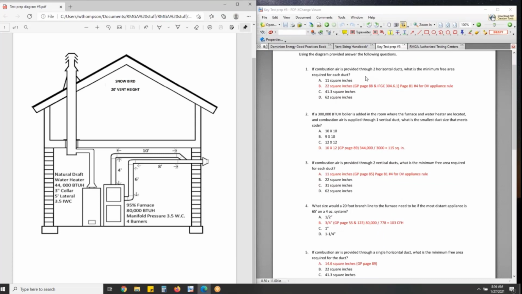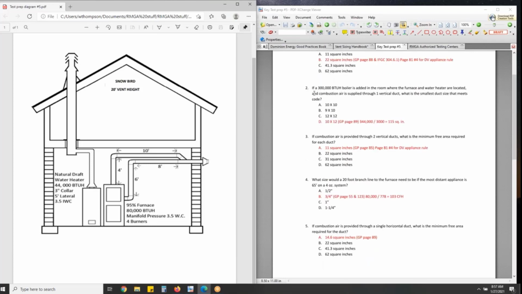Okay, if combustion air is provided through 2 horizontal ducts, what is the minimum free area required for each duct? So 22 square inches, and the Good Practices book talks about everything we need to know there. Everyone get that one right?